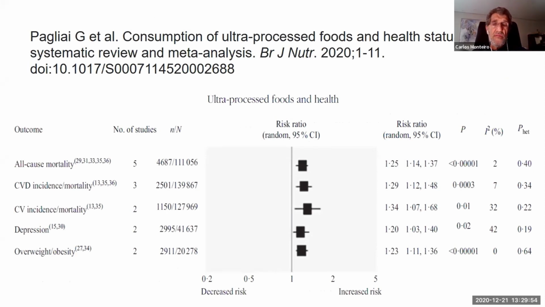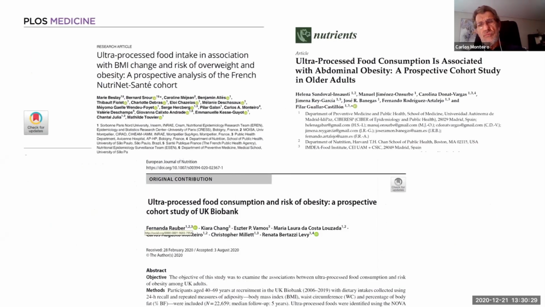One of these systematic reviews did a meta-analysis, so it calculates summary risk for different health outcomes. So you see here for all-cause mortality, there are 5 cohort studies, and the summary risk is 25%, meaning that people with higher consumption of ultra-processed food in different countries, in different settings, have a 25% higher risk of dying earlier. The same for CVD, for cerebrovascular disease, depression, overweight, and obesity. It's curious that there were just 2 studies when this meta-analysis was done. But look, this was 2 months ago, this meta-analysis was published by a group in Italy.